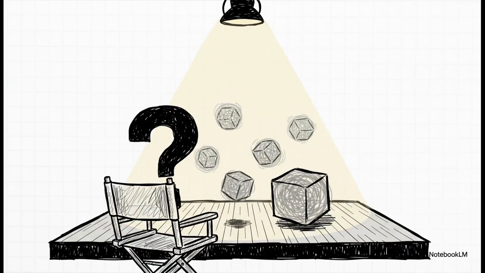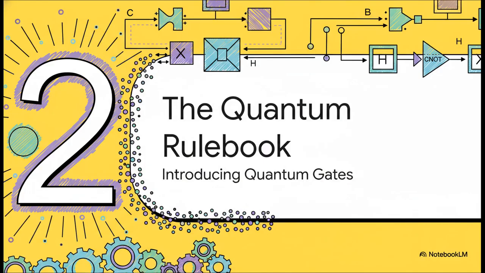Okay, so this brings up a pretty big question, doesn't it? If we have these amazing new actors on the stage, these qubits, how in the world do we actually tell them what to do? How do we direct the play and get them to perform the calculation we want? Well, that brings us to the quantum rulebook. The answer to directing our qubits is a very specific set of instructions or operations that we call quantum gates.